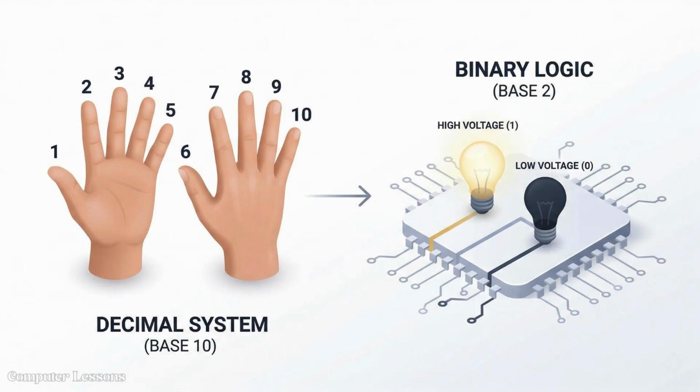Humanity adopted the decimal system due to the biological count of 10 fingers. Engineering a physical device to distinguish 10 different voltage levels with precision remains a massive challenge. Binary logic simplifies hardware design by requiring only 2 reliable electrical states to represent all possible information.